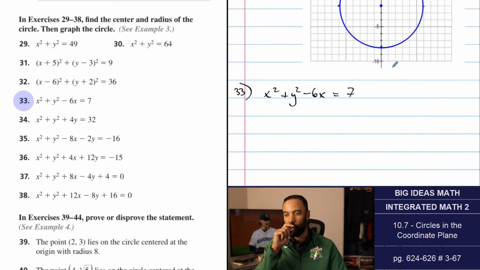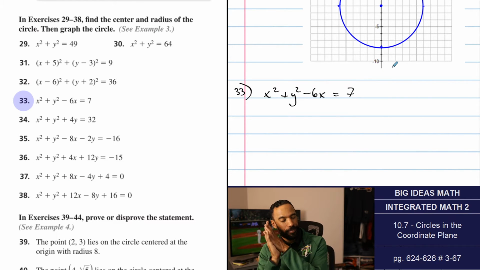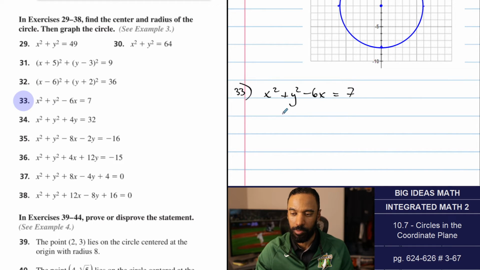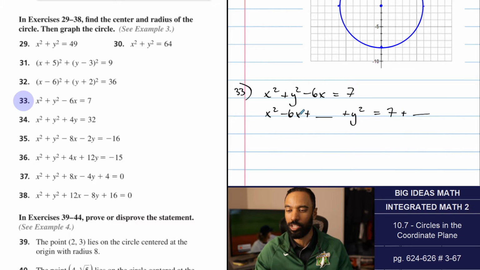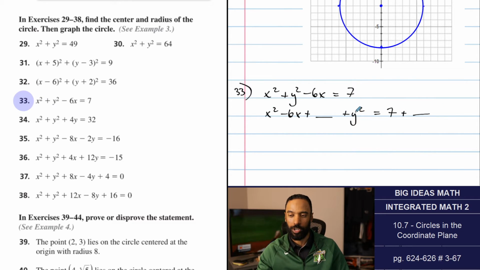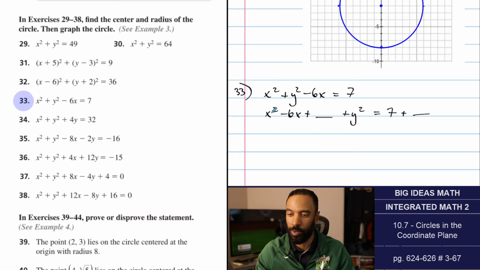Okay, x squared plus y squared minus 6x equals 7. Now, the constant's already on the other side of the equation. This time there are multiple terms with x and only a single term with y. So I want to put x squared minus 6x next to each other and complete the square right here. Make a perfect square trinomial. And whatever I add on this side, I add on this side as well. Notice that the y squared is by itself, so I'll keep that as its own perfect square set.